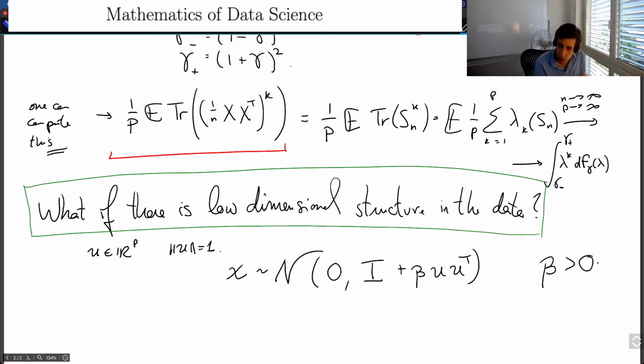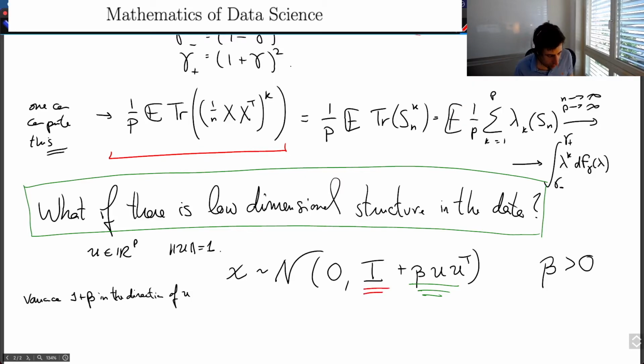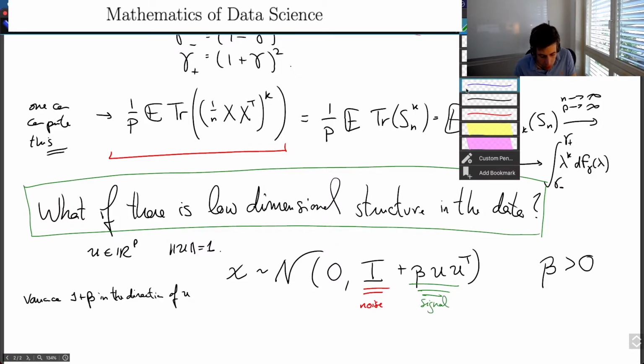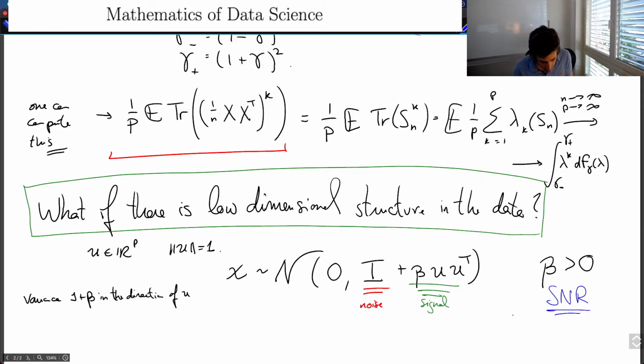Okay, so there is variance 1 in all the dimensions, and in the direction of u, there's variance 1 plus beta. We can take the approach that the data really lives in a one-dimensional subspace, the subspace of u. This is really where the data belongs, the right structure, the right parameterization for the data. And this is noise, and maybe this is signal. If we think this way, then we might as well call beta some form of signal-to-noise ratio.